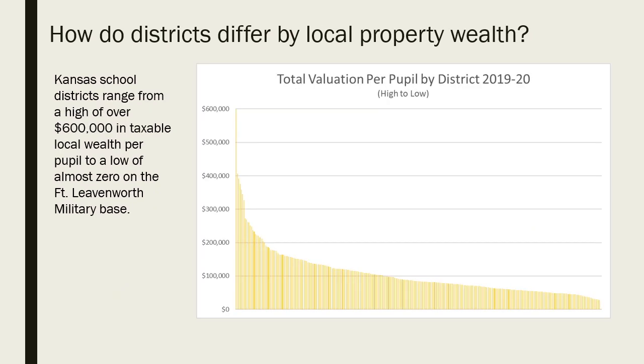Another way Kansas school districts differ dramatically is in local property tax wealth per pupil. In other words, the valuation districts could tax to raise money. School districts range from a high of over $600,000 in taxable wealth per pupil to a low of almost zero at the Fort Leavenworth military base.